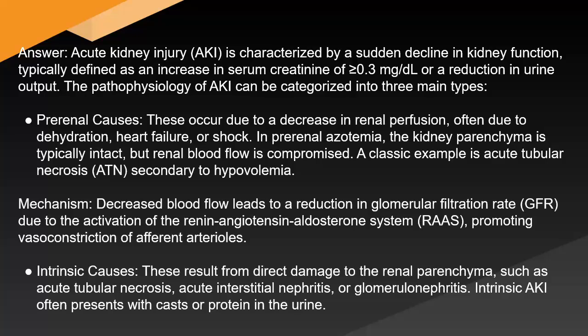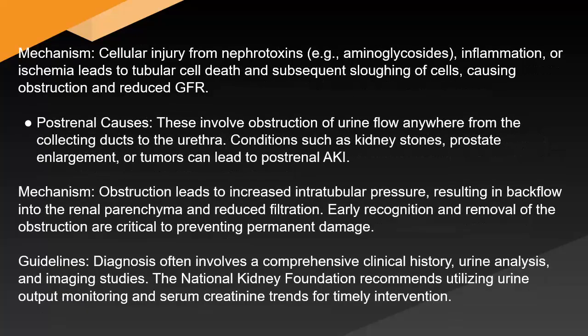Intrinsic causes. These result from direct damage to the renal parenchyma, such as acute tubular necrosis, acute interstitial nephritis, or glomerulonephritis. Intrinsic AKI often presents with casts or protein in the urine. Mechanism. Cellular injury from nephrotoxins, e.g. aminoglycosides. Inflammation or ischemia leads to tubular cell death and subsequent sloughing of cells, causing obstruction and reduced GFR.